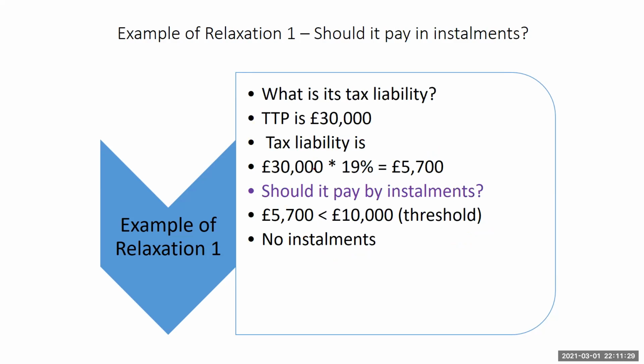Now, you realize that this TTP was still the same as our augmented profits. Tax liability was 19% of that, which gave us this, okay? Should it pay by installment? When we compare it to the threshold, realize that it is less than 10,000, therefore no need for installment. We need to pay it as a one-off, all right? We don't have to pay by installment.